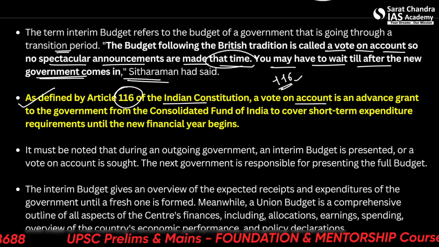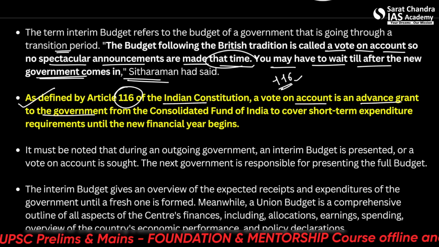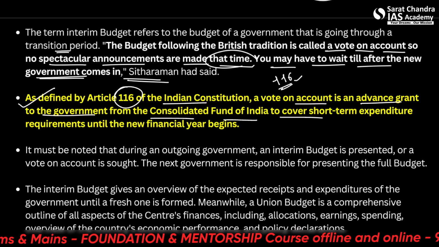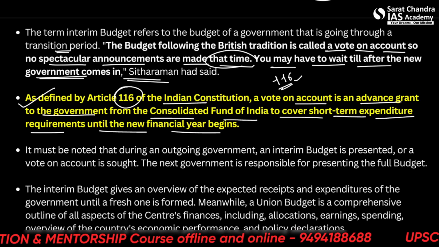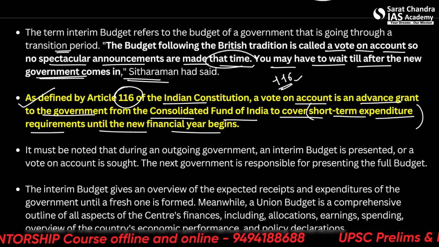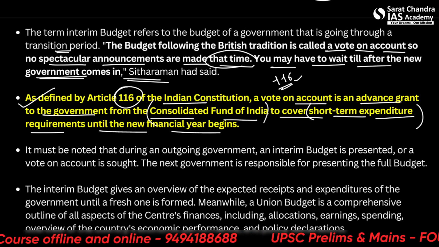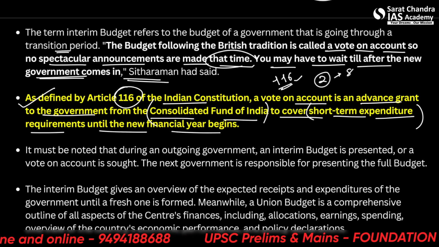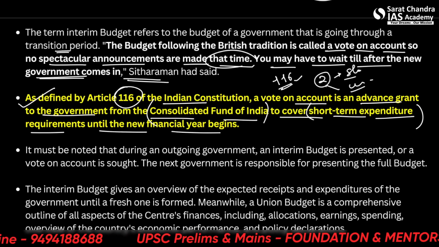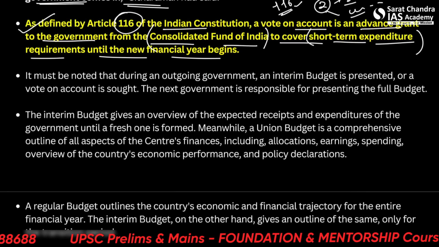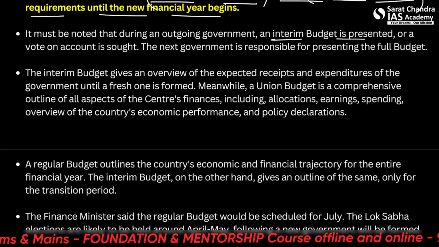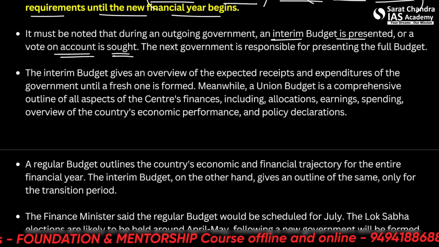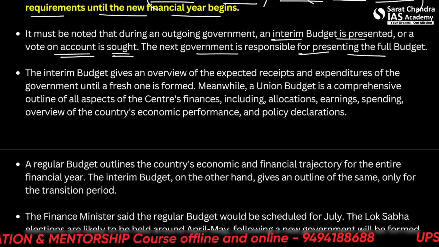Now please remember this Article 116 of the Indian Constitution. A vote on account is an advance grant to the government from the Consolidated Fund of India to cover short-term expenditure requirements until the new financial year begins. Please remember two things here: short-term, and from the Consolidated Fund of India. During an outgoing government, an interim budget is presented or a vote on account is sought. The next government is responsible for presenting the full budget.